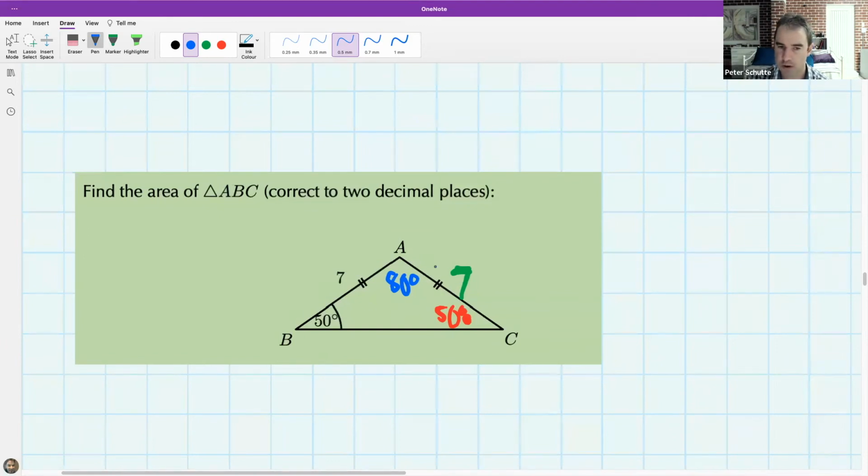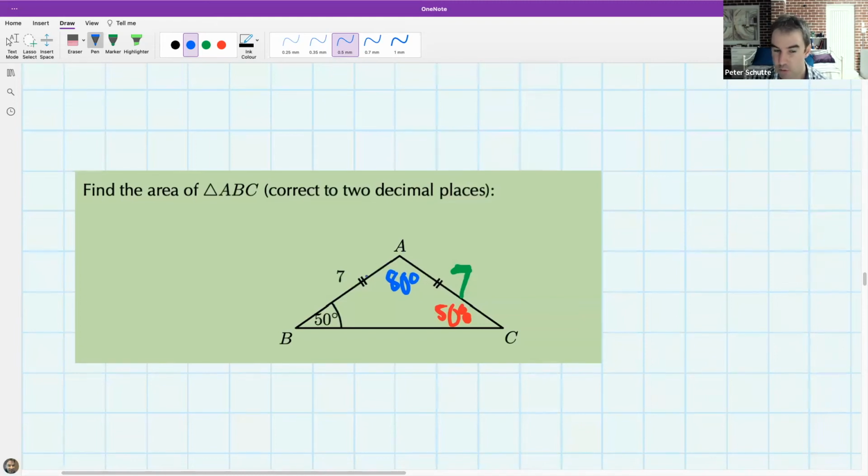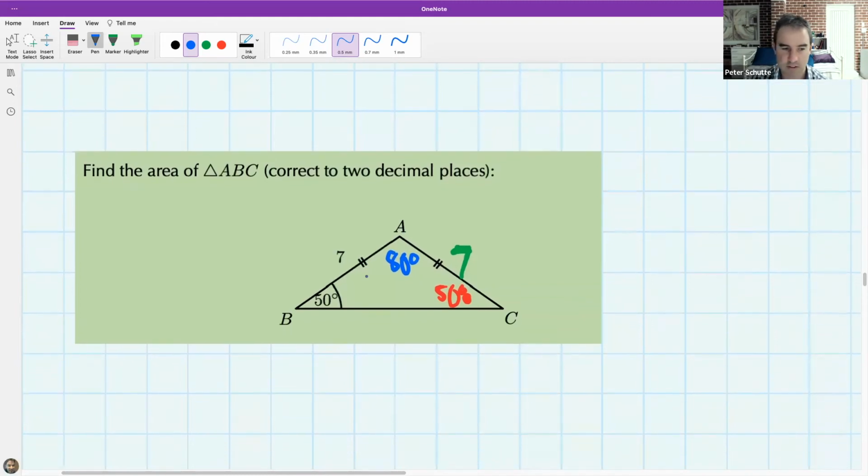The first one is to realize that AC is 7. And then you realize that, and we did this in the previous lesson, if the angles are opposite equal sides, the angles must be equal. And then we can work out what angle A is, and that's 80. And now we can use the area rule, which is a half times 7 times 7 times the sine of 80. Now, the problem is we also need to write down reasons, guys. So what will our reasons be?